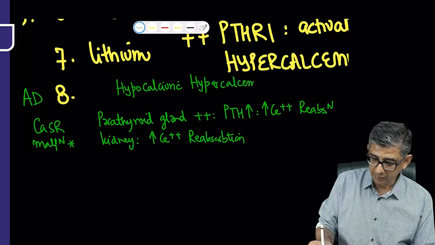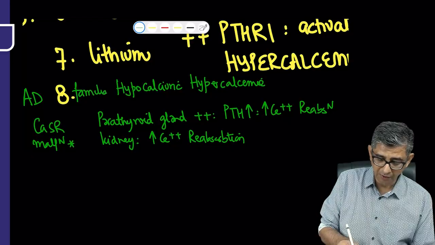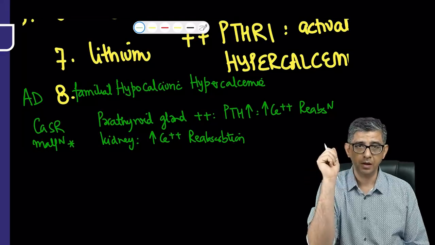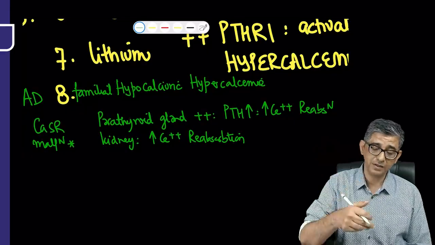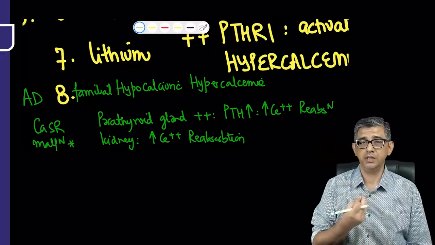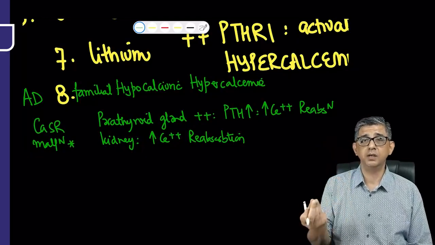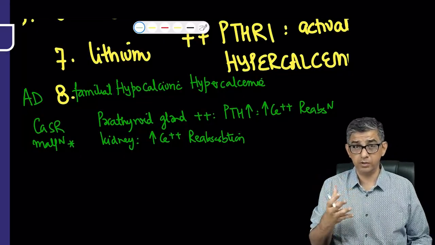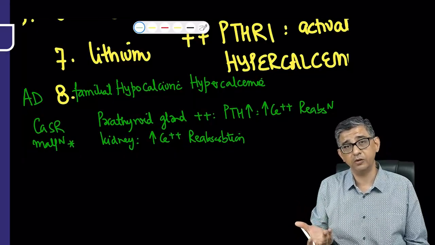Guys, the condition that I'm trying to teach you at the moment is an autosomal dominant condition called familial hypocalciuric hypercalcemia. Let me explain the problem here once again. Due to genetic reasons, there is a CASR malfunction. The calcium sensing receptor is telling there is calcium in the body, but it is giving a signal to both the parathyroid glands and the kidney that, sir, there is no calcium. So both of them will say, oh, we will try hard to increase the calcium in the body, because that's the job of the parathyroid gland.